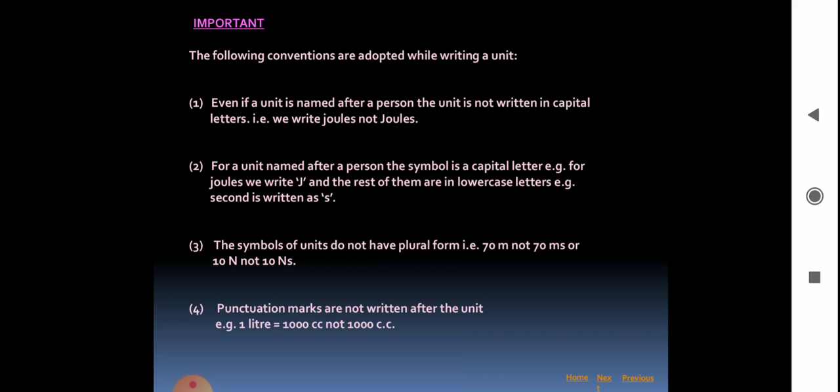So these are what we learned in today's class. We learned what is a physical quantity, what are fundamental quantities and base quantities, what are units, then base quantities, supplementary quantities, and the following conventions adopted while writing the units. That is what we studied in today's class.